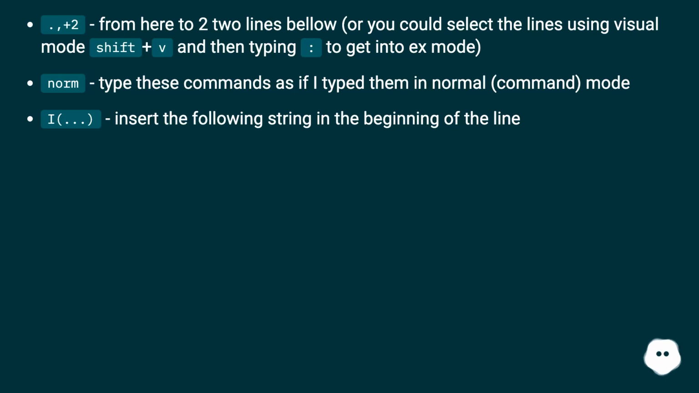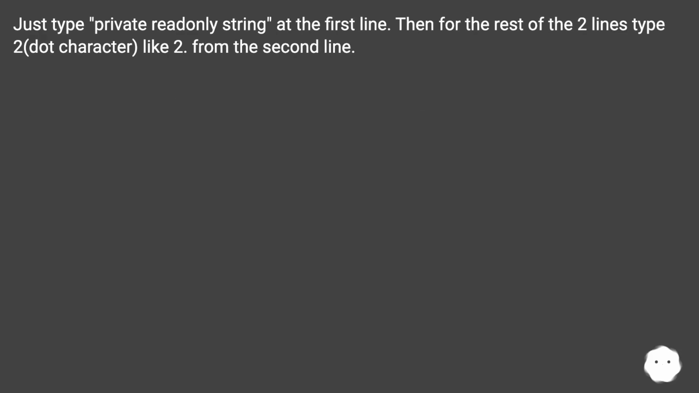Insert the following string in the beginning of the line. Just type "private read-only string" at the first line. Then for the rest of the 2 lines type :2,.norm, like 2 from the second line.